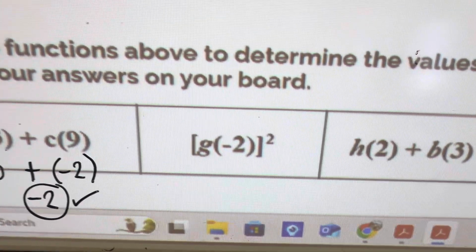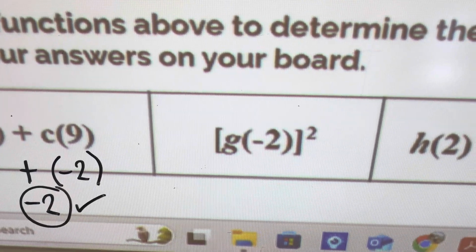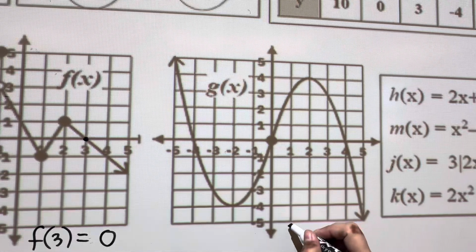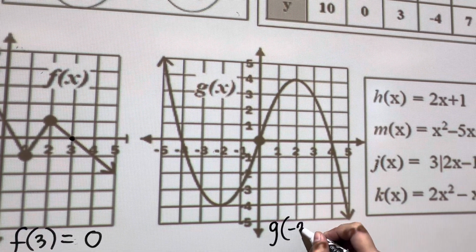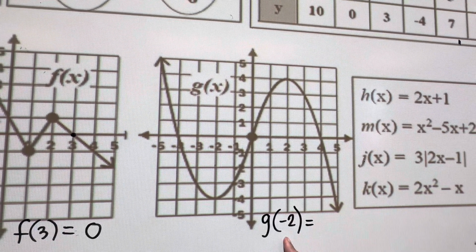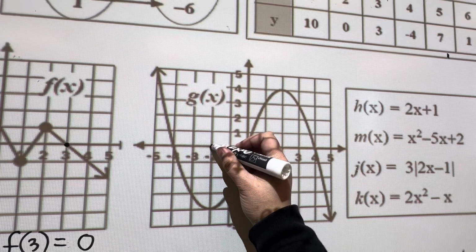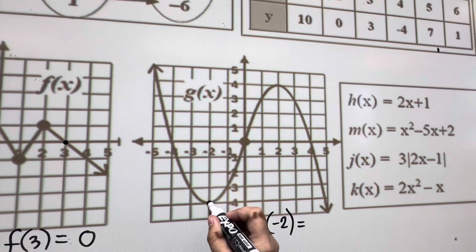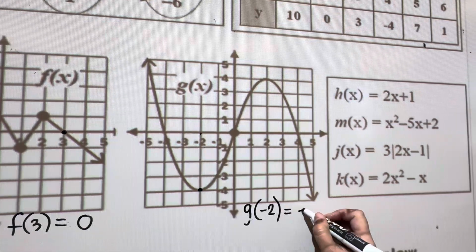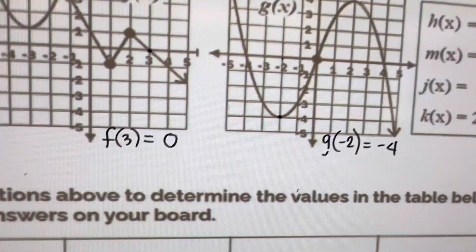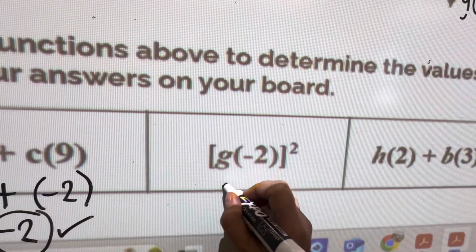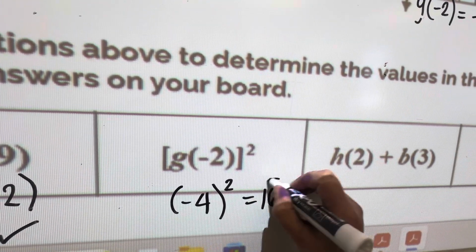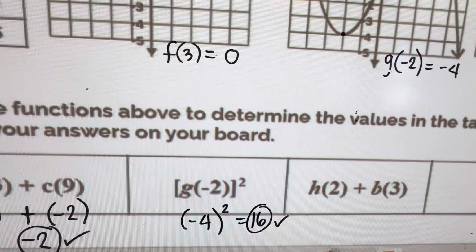Now let's move on to the square of g of -2. So now let's look at g of x, and we are looking for the output where the input is -2. So -2 is here, and your graph goes down, and so the output here is -4. So we are going to replace our g of -2 with -4, and then square it. So the answer is 16.